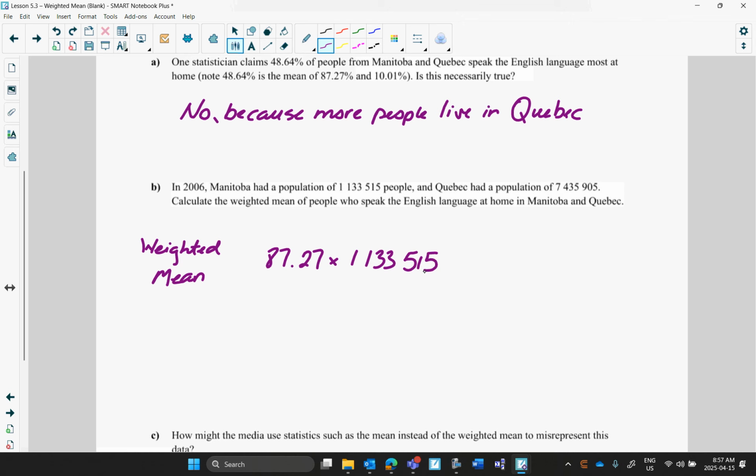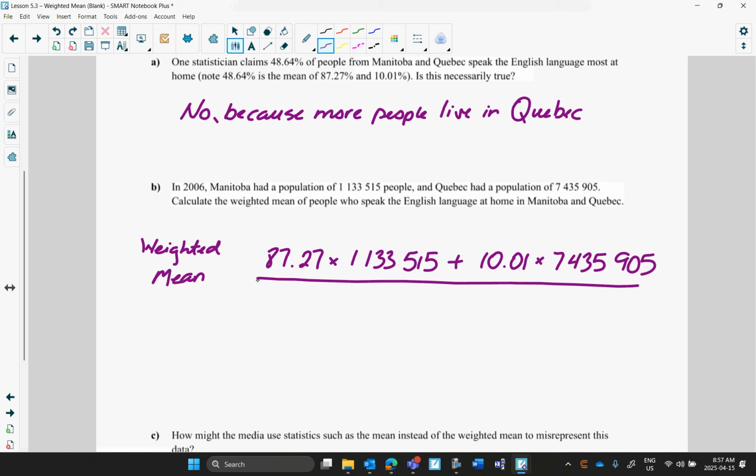Then we have to take the data value from Quebec, which is the mean, 10.01, times the population of Quebec, 7,435,905. And then we add those together. Remember, the 87.27 and the 10.01 are the data values. The populations are the weights. So therefore, the denominator is the sum of the weights. In other words, the sum of the 2 populations. So we get this.